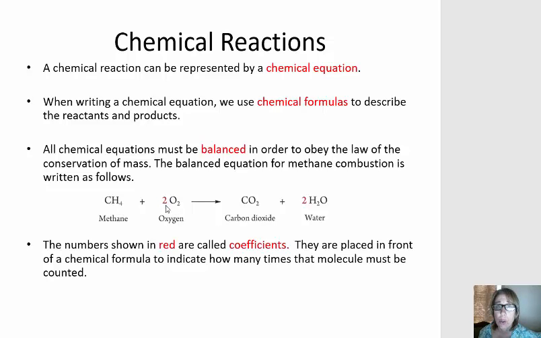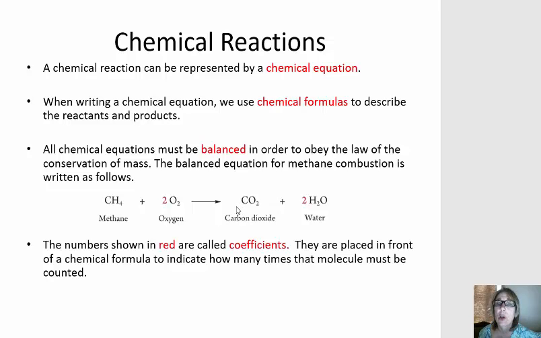Oxygen has a coefficient of 2. 2 times 2 is a total of 4 oxygen atoms. So on my reactant side, I have 1 carbon atom, 4 hydrogen atoms, and 4 oxygen atoms. If this equation is balanced, I'll have the same number of atoms of each element on the product side.